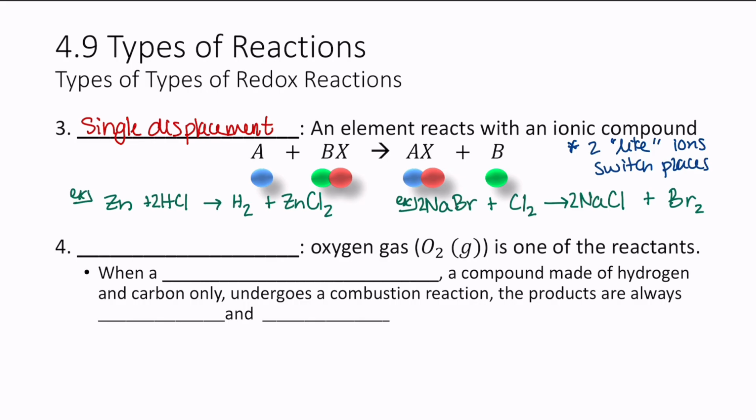So in a single displacement reaction, you have to switch the two like ions. Metals will displace metals, nonmetals will displace nonmetals.